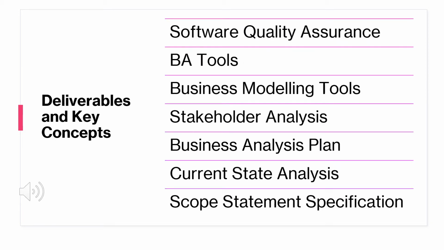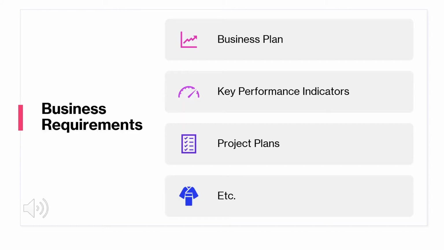Software quality assurance, business analysis tools. Some of those are software, but they are special tools for analyzing businesses. Business modeling tools, often also software, stakeholder analysis, business analysis plans, current state analysis, and scope statement specifications. So let's look at a few of these in more detail.